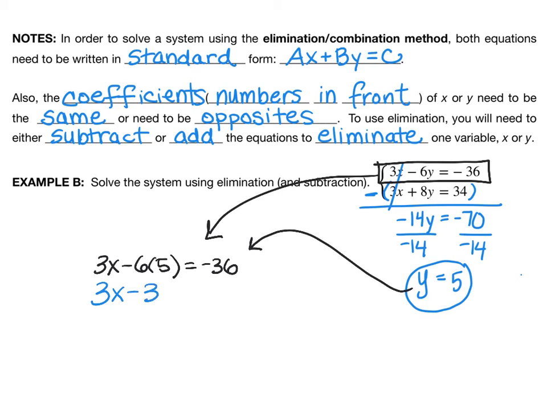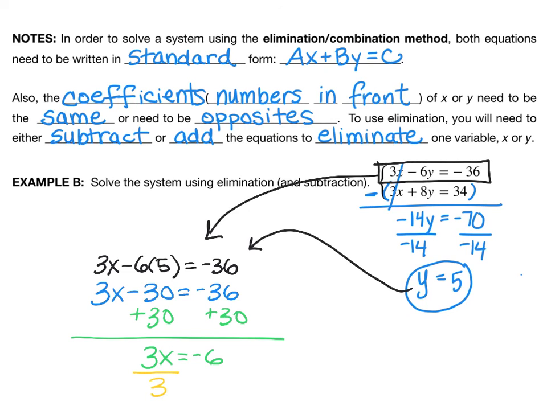I will multiply to make the equation simpler: 3x minus 30 equals negative 36. And now I'll solve the equation, adding 30 to each side, giving me 3x equals negative 6, and then dividing each side by 3 to give me an answer of x equals negative 2. So the final answer is the coordinate pair negative 2, 5.